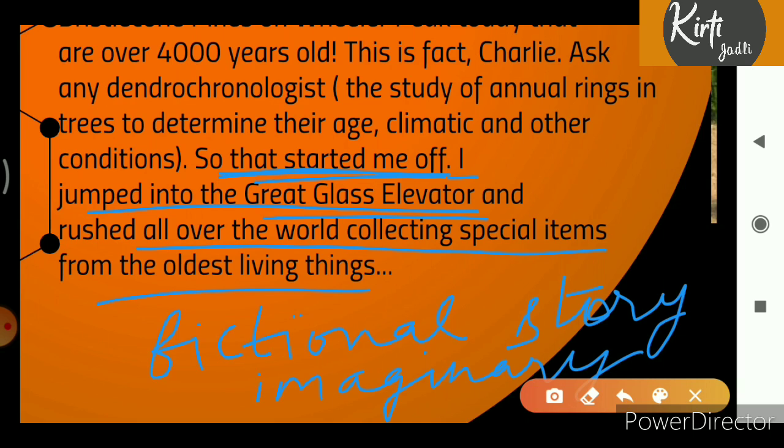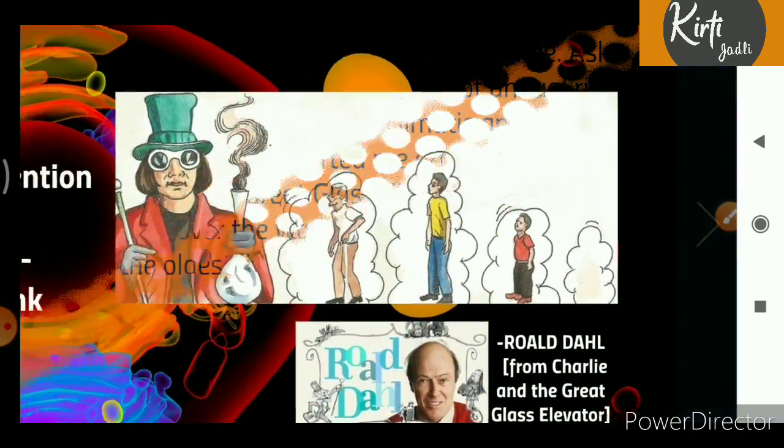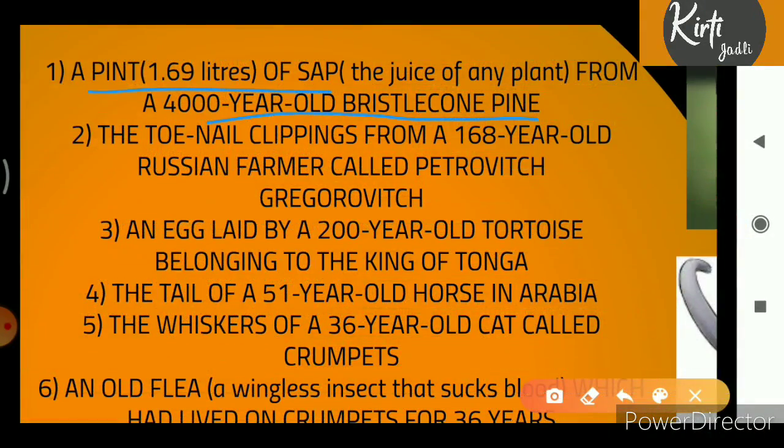Okay, so after climbing on his great glass elevator, he goes all over the world and he collects special items from the oldest living things which are present there. A pint of sap from a 4,000-year-old bristlecone pine. So, what is a pint? A pint is a measurement equivalent to 1.69 liters, and sap means the juice of any plant. So, he brings this juice from a 4,000-year-old bristlecone pine. So, from where does he get the juice? Maybe by cutting its trunk.